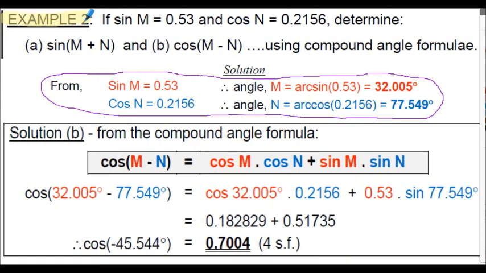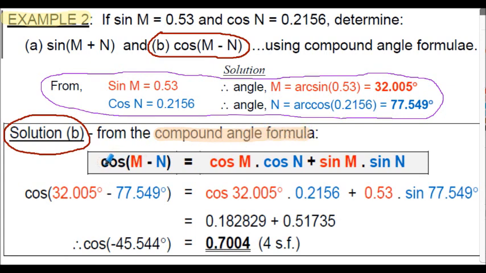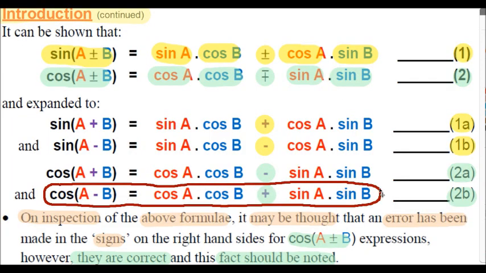Example 2, solutions continued here. Let's now consider part B, again using the appropriate compound angle formula. Here's our solution to part B. The appropriate compound angle formula we're using here is cos of angle M minus angle N. So we're considering the difference of two angles here. And that is equal to cos of angle M multiplied by the cos of angle N. We add to that the sine of angle M multiplied by the sine of angle N. And here's the compound angle formula we're using for part B, where we're finding the cos of the difference of two angles.